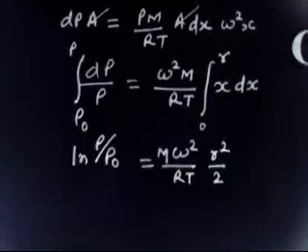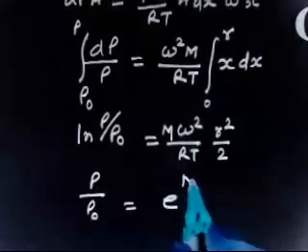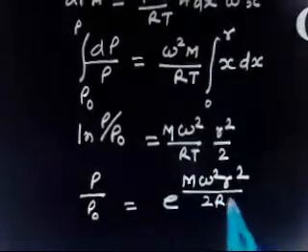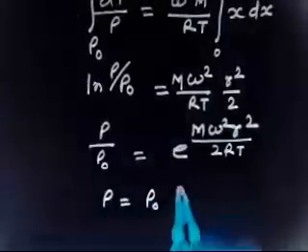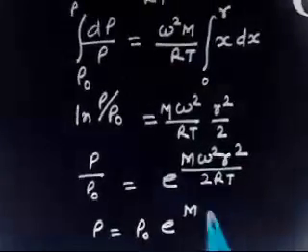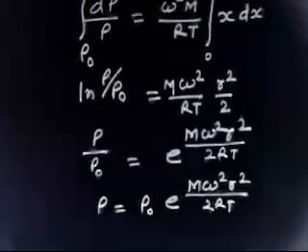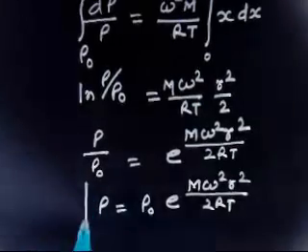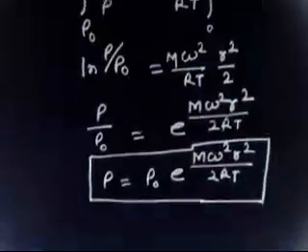So I can write P by P naught equals e to the power M omega square r square by 2RT. So the pressure will be P naught e to the power M omega square r square by 2RT. You see, pressure varies exponentially. So if you increase r, pressure increases.